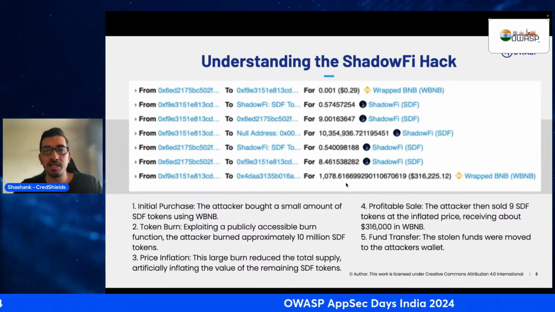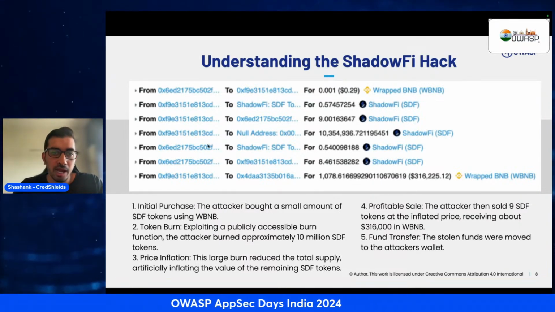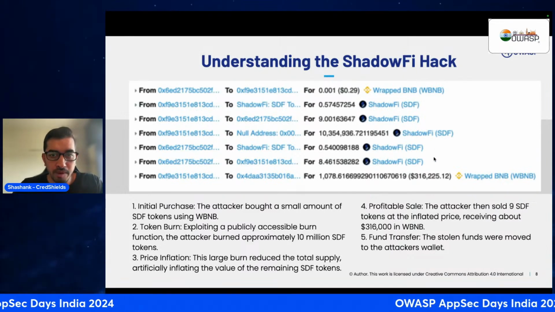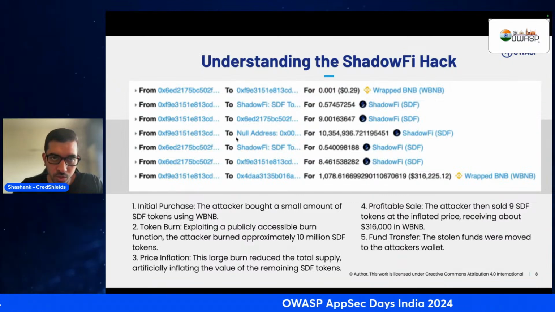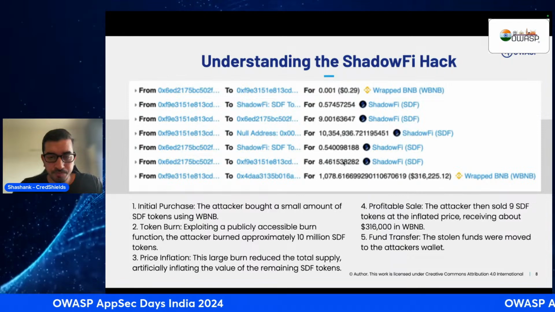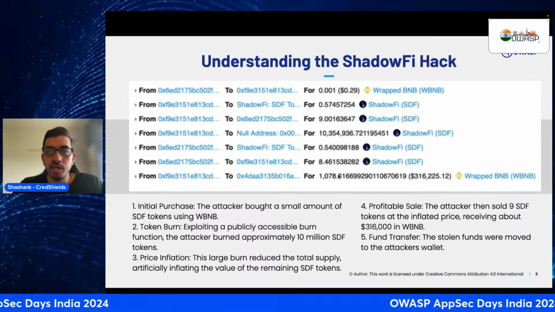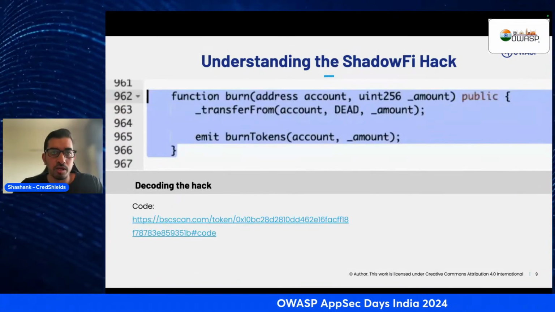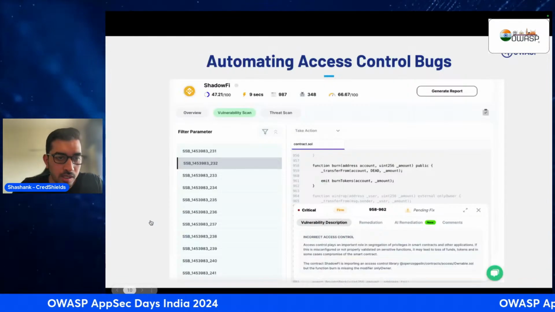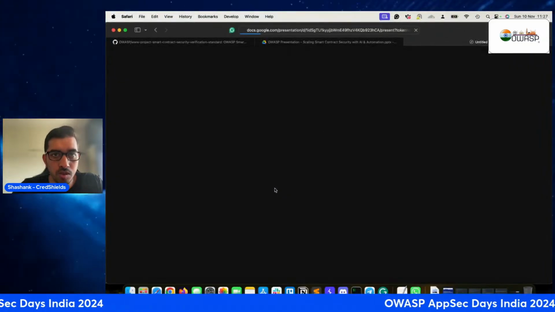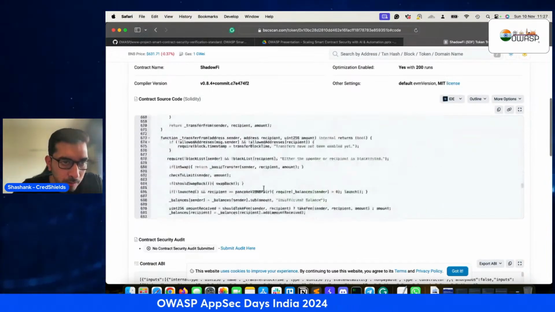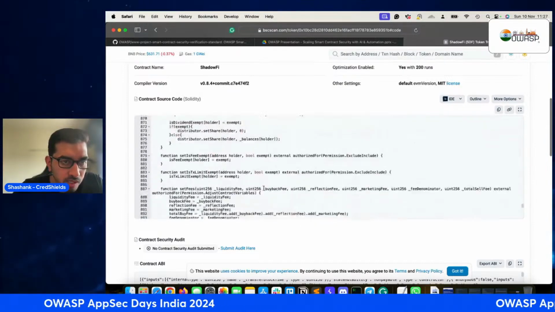So this is one classic hack which happened. And our main focus would be, how did the attacker manage to burn the token supply when he or she was not the admin? For that, we need to look into the code. Let me show you the code, line number 962.